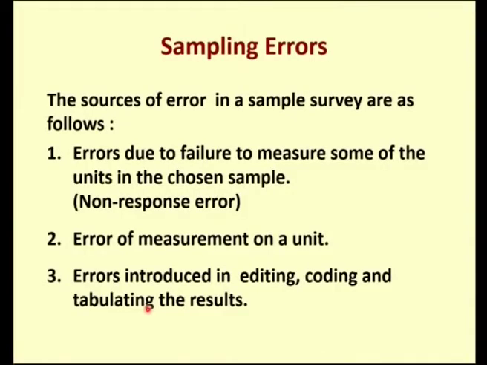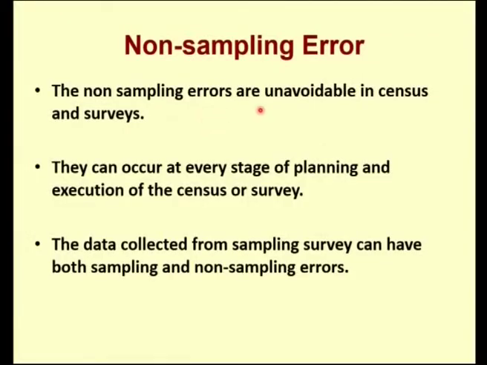And we have another type of error that is not because of sampling. All such errors, like the third type, that is, errors introduced in editing, coding and tabulating the results, come under non-sampling error. The non-sampling errors are unavoidable, as I mentioned, in census and surveys. These types of error can occur at each and every stage of planning and execution of the census. So, the data collected from a sampling survey can have both sampling and non-sampling errors. And let us see what the sources of non-sampling error are.